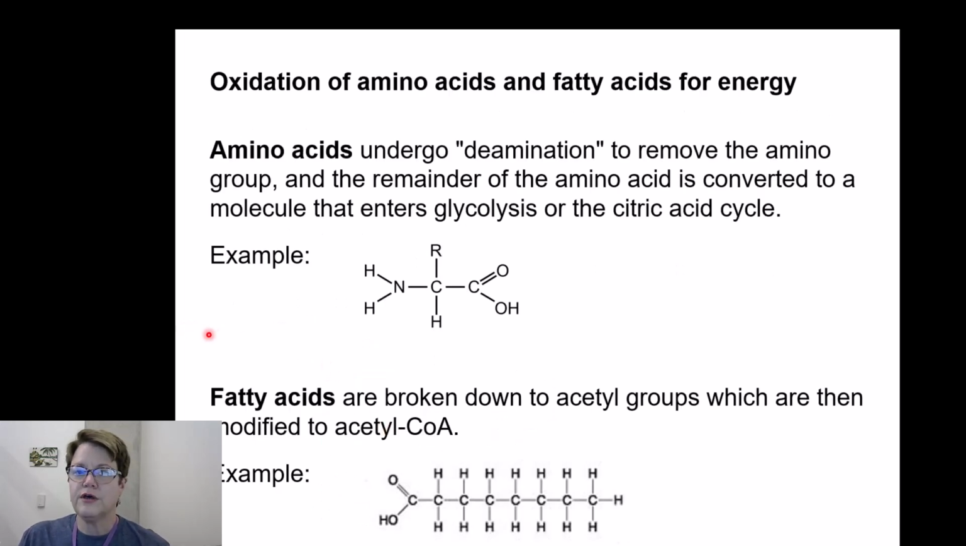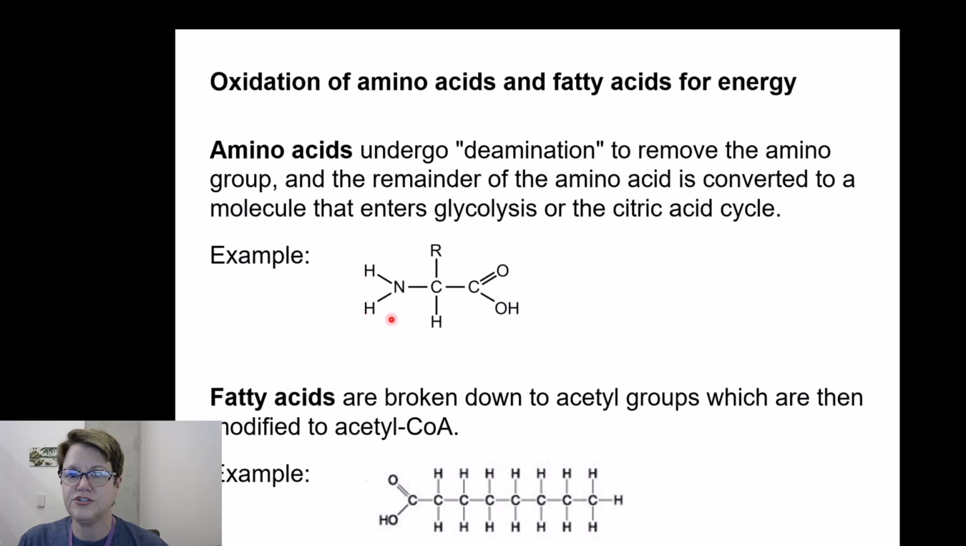We used glucose in our description of respiration. We talked about glucose being broken down, the oxidation of glucose, to get enough energy to synthesize ATP from ADP and inorganic phosphate. But other nutrients can be used. And we think of nutrients, we want to think of those monomers that are the monomers of our biomolecule categories. And so I give you some examples here.